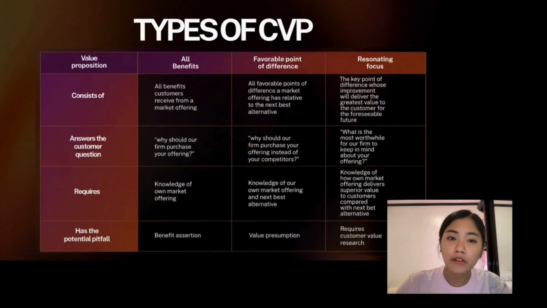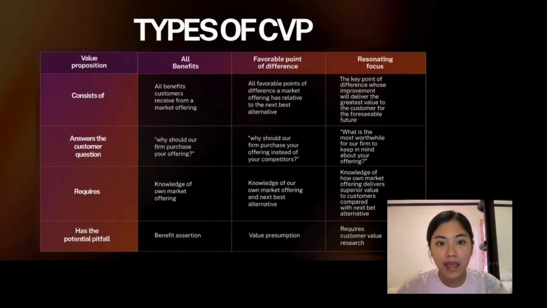Next is a favorable point of difference. Favorable point of difference consists of all favorable points of difference a market offering has relative to the next best alternative. It answers the customer question, why should our firm purchase your offering instead of your competitors? And it requires knowledge of our own market offering and the next best alternative. So favorable point of difference is just like comparing the favorable points of your product from your competitors and indicating why the customer should buy from you instead of from them.